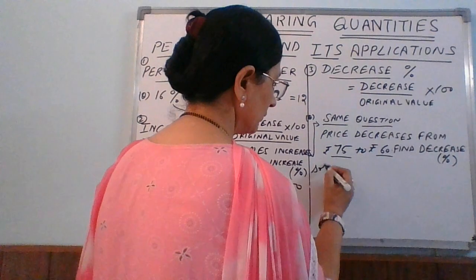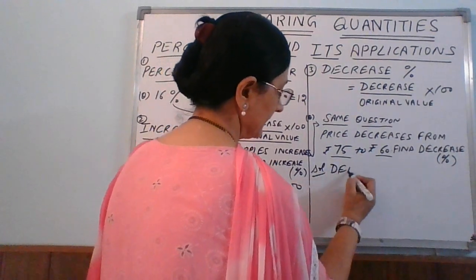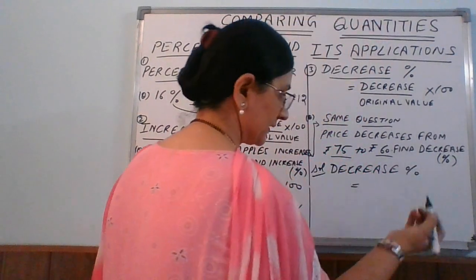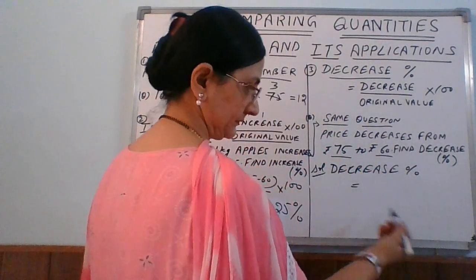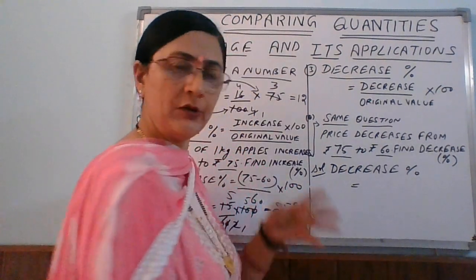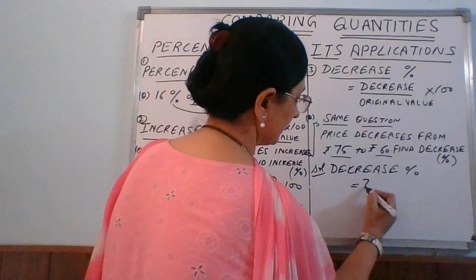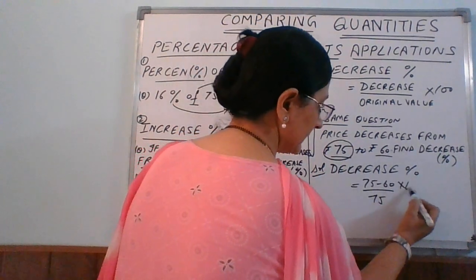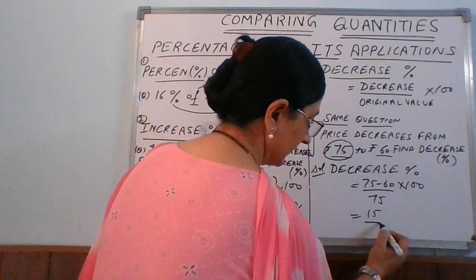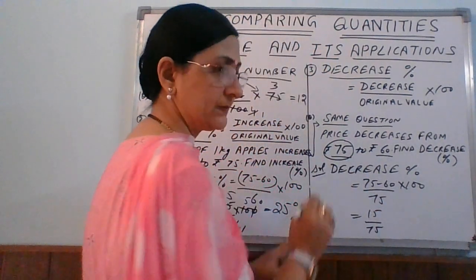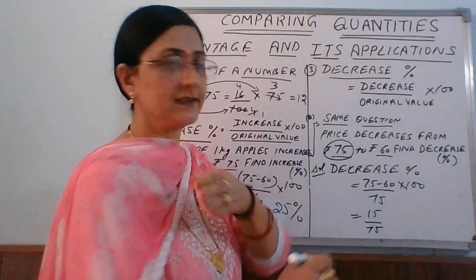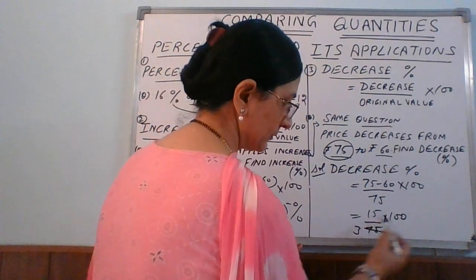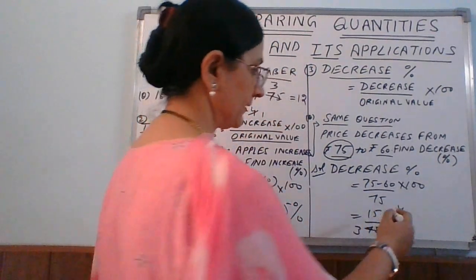So how do you find the decrease percentage? Decrease percentage is equal to, first you write the formula, decrease upon original value into 100. So I'm writing decrease directly: decrease will be 75 minus 60 upon original value. The difference is 15, the original value is 75, because original means the earlier value from where we increased or decreased, right? Into 100. Now 25 3s are 75, 25 4s are 100.